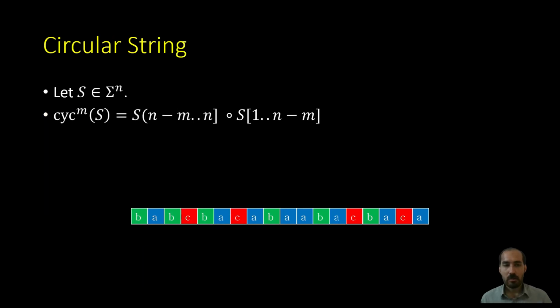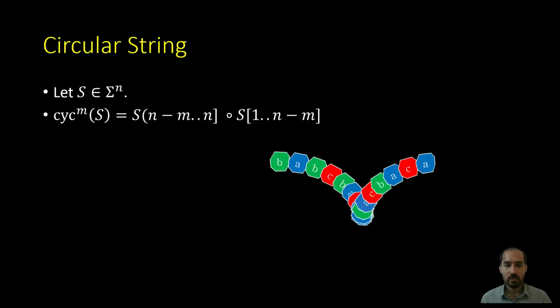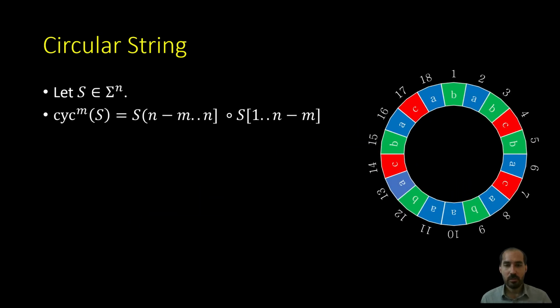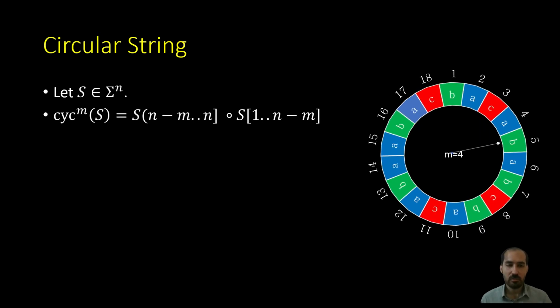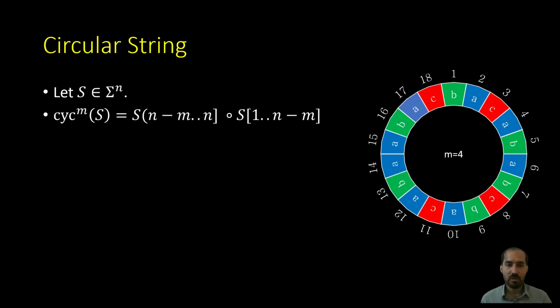In the paper, we consider strings in a circular manner. So instead of writing the string in a line, let's write it in a circle. Then, the definition of a cyclic shift of the string is the concatenation of some suffix of the string, let's say of length m, with the complementary prefix.